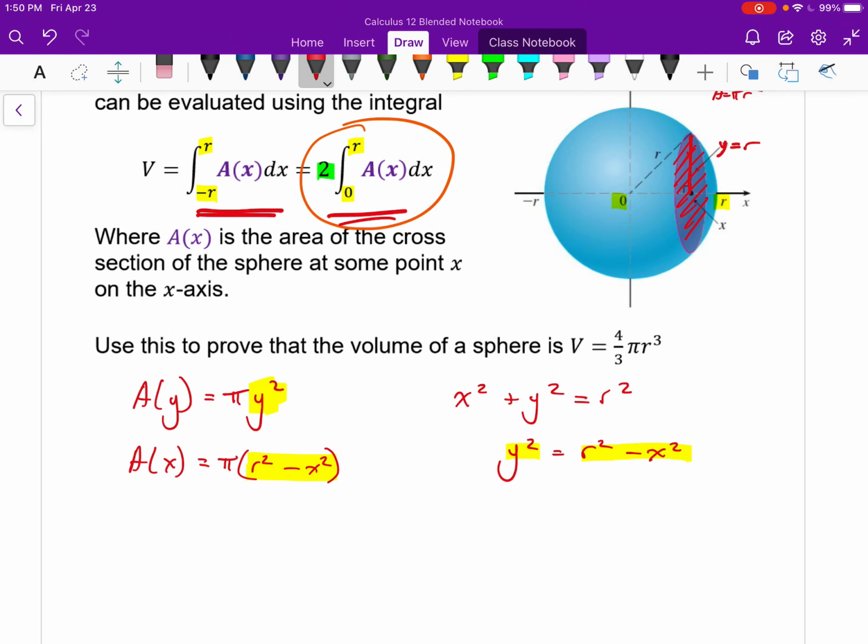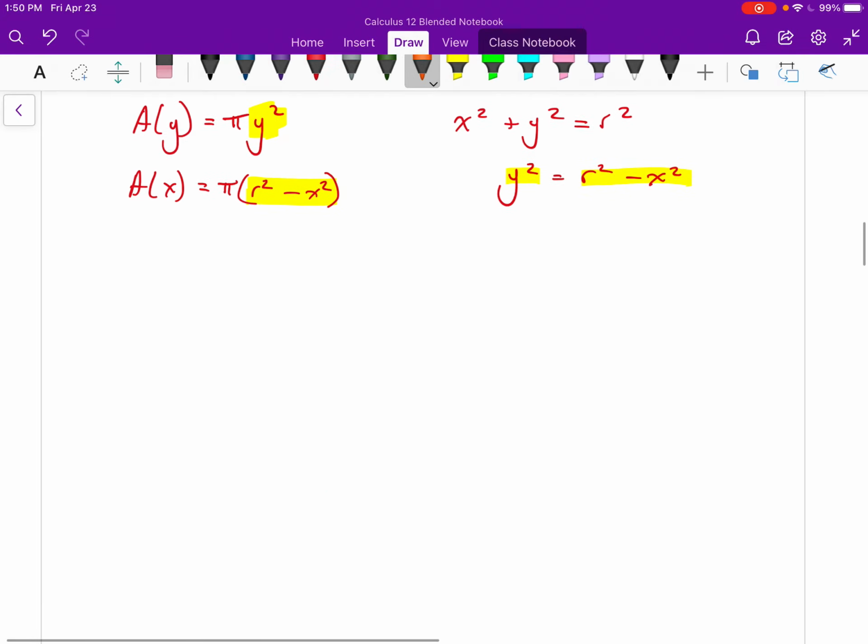All right, so that's my area function. Now I want to integrate that from 0 to r, and then eventually double it, because I'm really focusing on just half the sphere. Again, I want to stick with r because I want to eventually come to that general formula for the volume of a sphere. So the integral is pi times r squared minus x squared times dx.